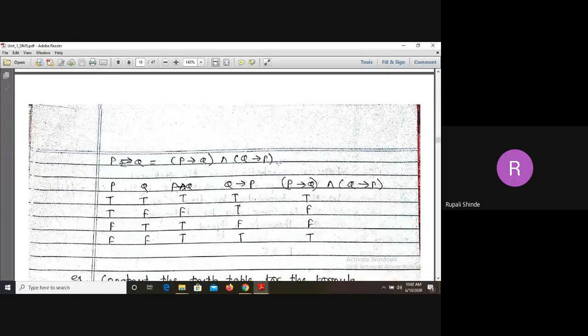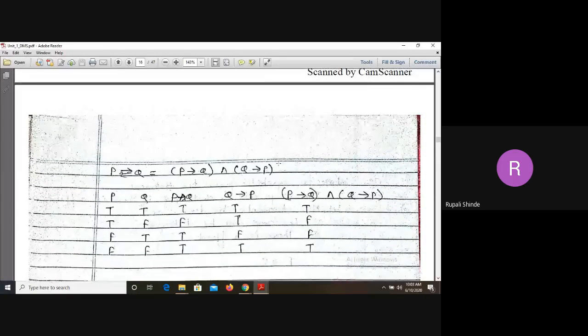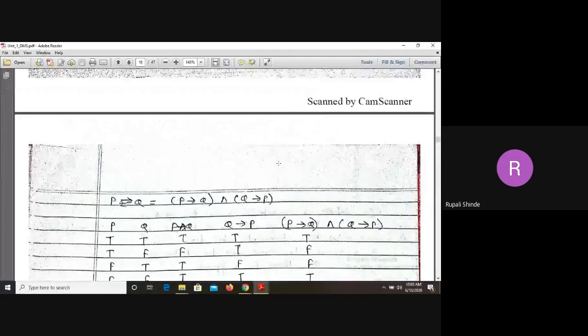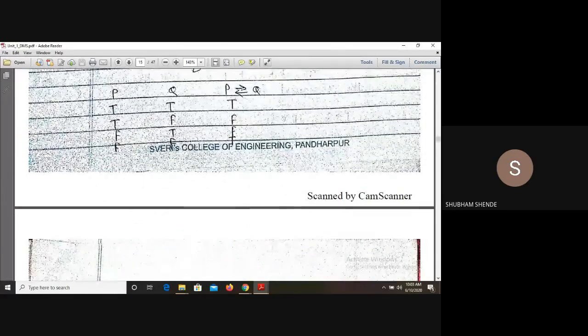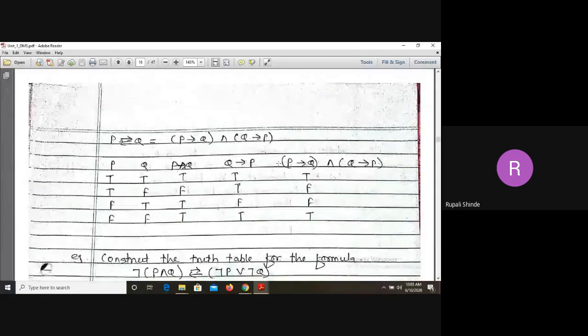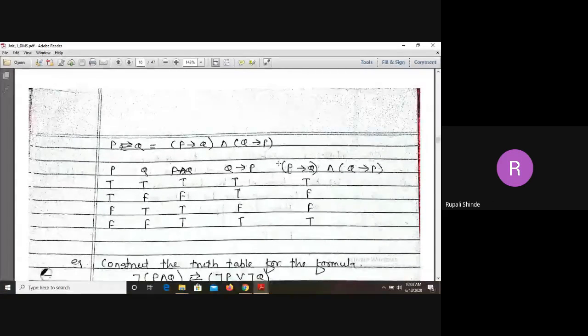Likewise, you have to solve some problems to show that these two formulas are equivalent, or that these two formulas have the same value. Have you understood how we have proved this equivalence? Yes, ma'am. Okay. If you are not getting anything, then stop me. I will repeat it once again. Okay.